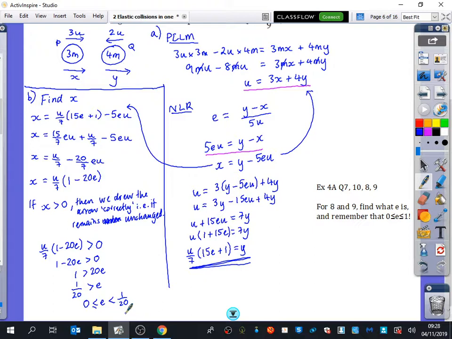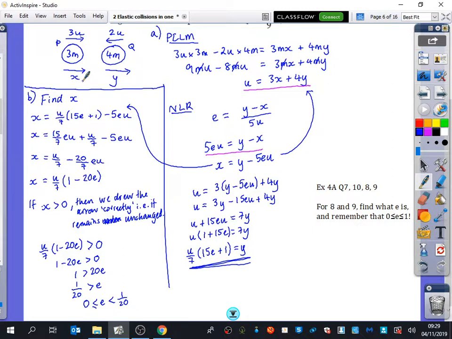It can't be equal to 1 over 20, because if e was equal to 1 over 20, what would this thing here be equal to? It would be 0, which would tell you that the speed of x was 0, which would tell you that what was happening to it afterwards? It stopped moving. And the question says, find the range of values for x where its direction is unchanged. If it's not moving anymore, then we can't say it's got any direction at all if it stopped moving.